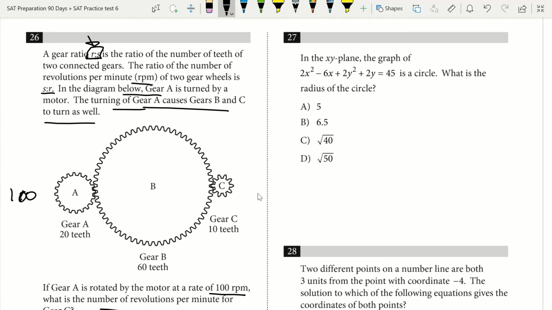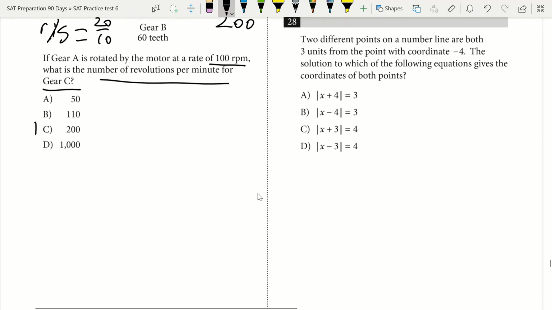We have gear ratio RS, right? Ratio of the number of teeth of two connected gears. We'll label this one R, we'll label this one S. We know R over S is going to be 20 over 10. So if we have 100 RPMs of gear A, then it's going to have to be 200 for gear C, since we flip, since we have ratio SR for the number of RPMs of gear wheels. Since this one has half as many teeth, it has to have double the RPMs of gear A, therefore it's going to have 200 RPMs. So answer there is going to be C for number 26.